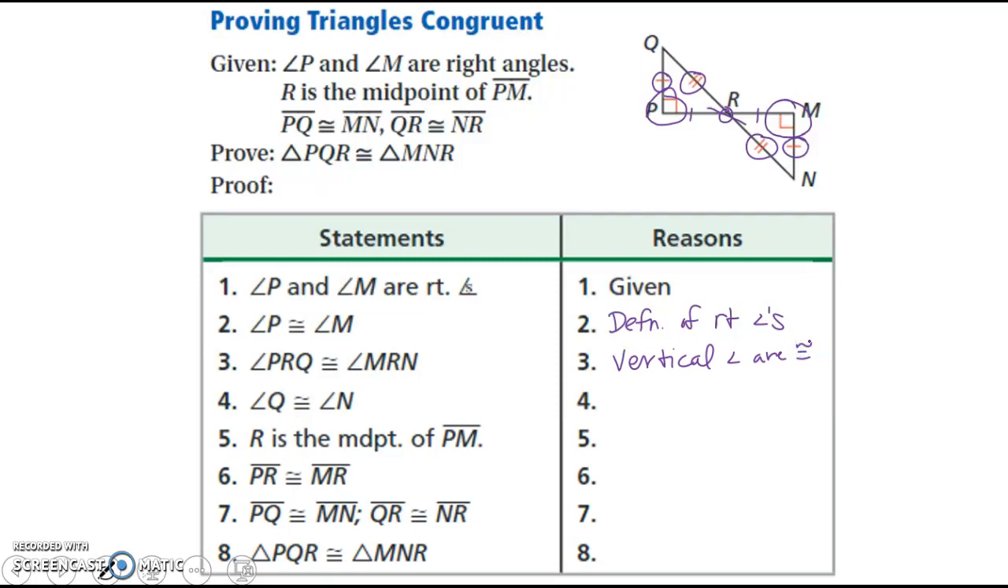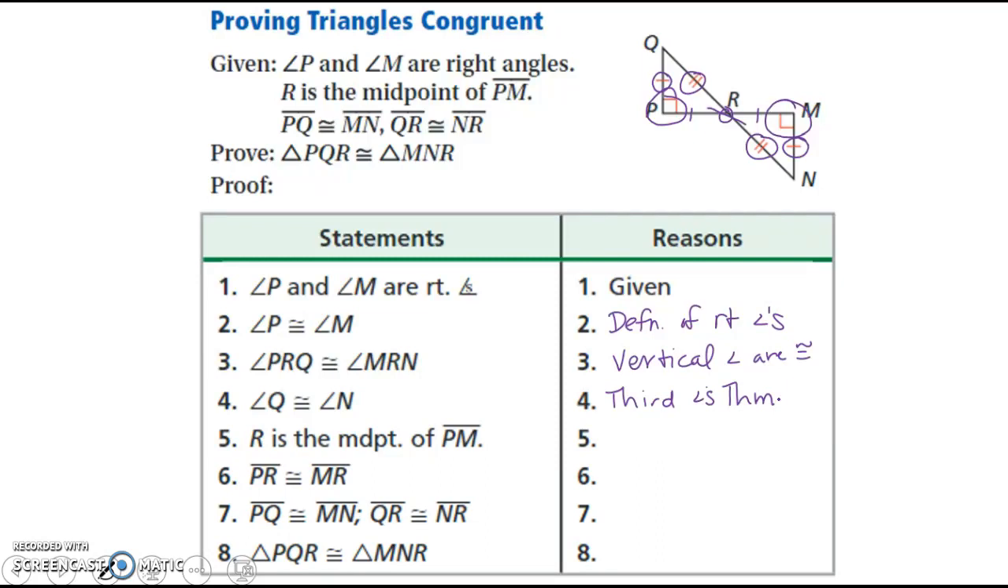Angle Q is congruent to angle N. Why? This would be the third angles theorem. Because we have found angle P and M are congruent. We also found that PRQ and MRN are congruent. Therefore, the third angle must be congruent.